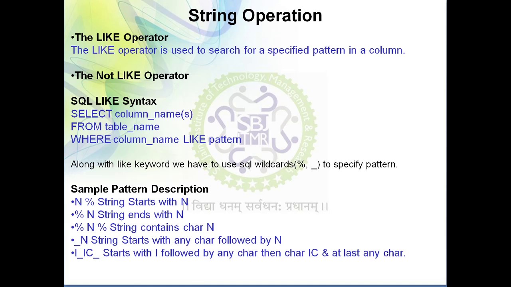The LIKE clause is used to specify the pattern that we are going to search in our table. That is the use of a LIKE operator. And the NOT LIKE operator is exactly the opposite of the LIKE operator. LIKE and NOT LIKE are exactly opposite of each other. The LIKE operator is used to find a particular pattern in a particular table.